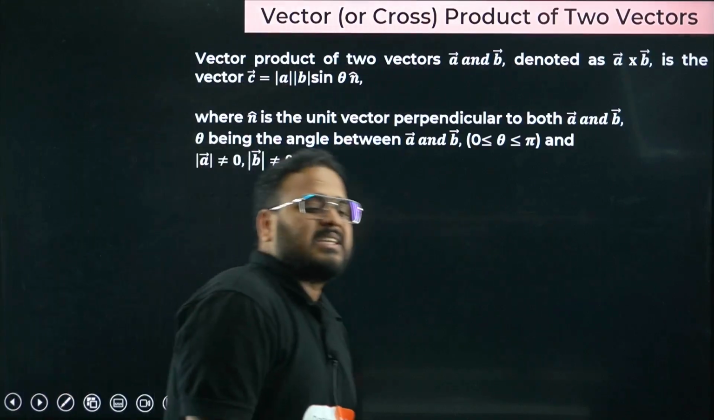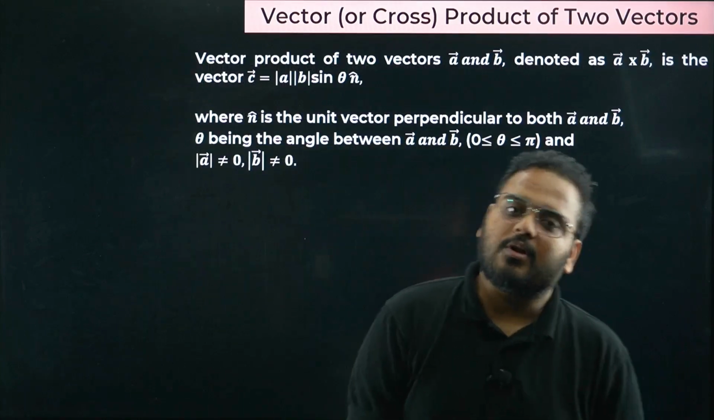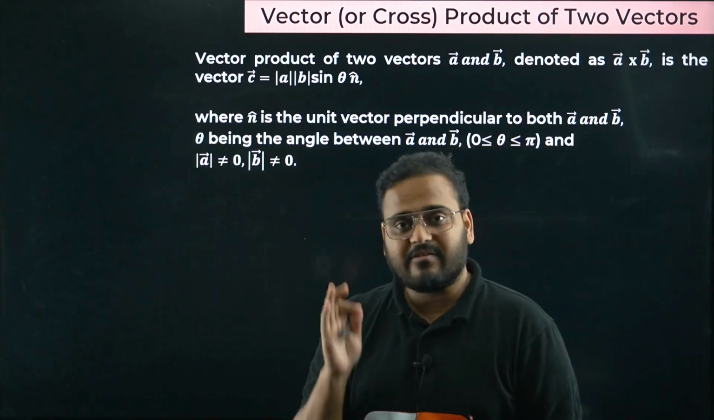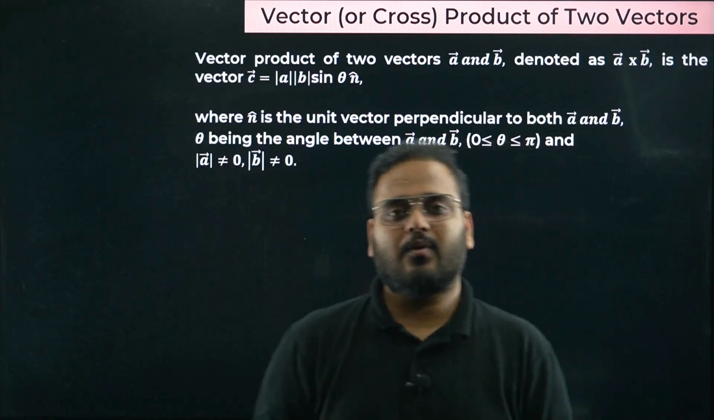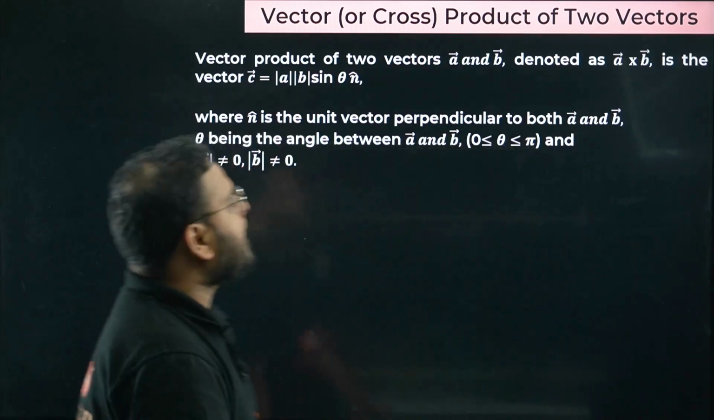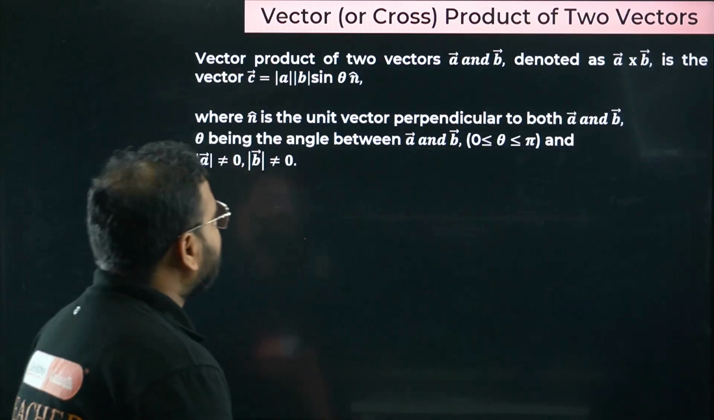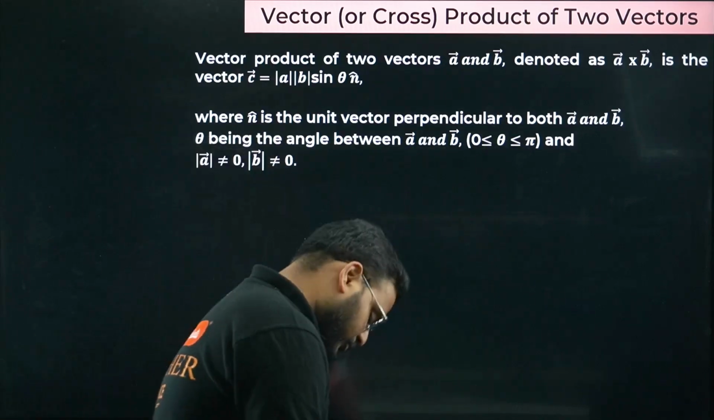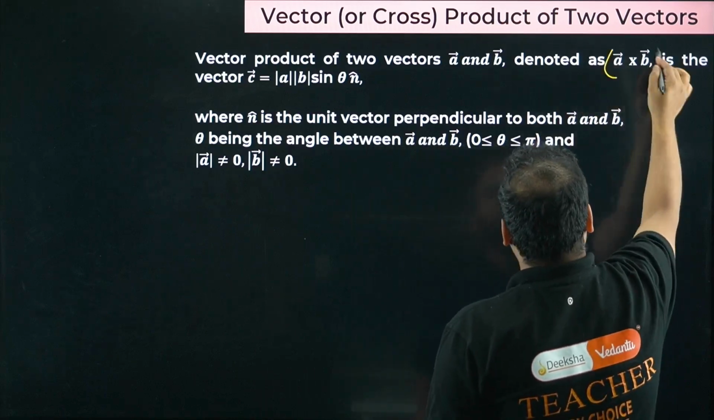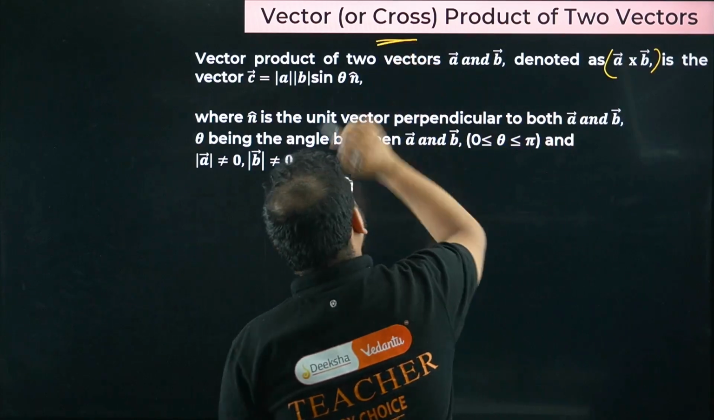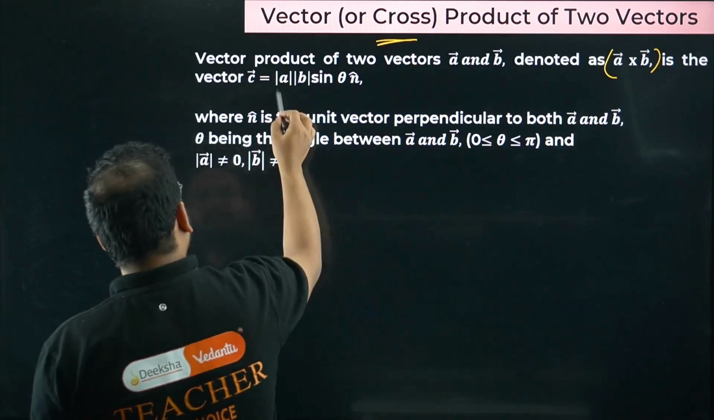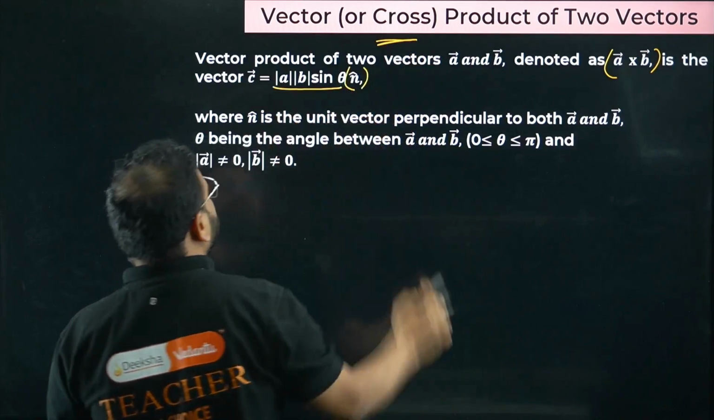Vectors, or cross product. The last topic of this chapter is going to be your cross product. Very, very important. Very useful in 3D also. That's why it is a very high weightage topic from this chapter. Let's have a look. So the vector product of two vectors A and B is denoted as, in the case of dot product we wrote a dot, over here we'll write a cross. Another name is cross product. The formula is A B sin theta n cap.